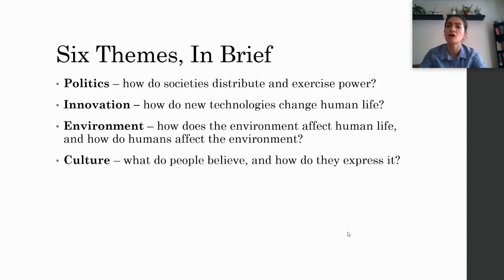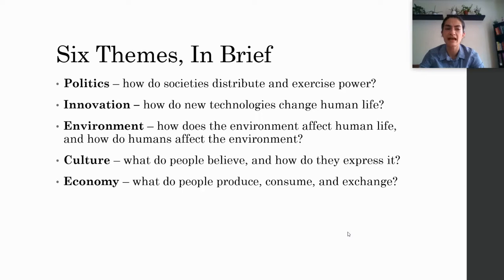Theme number 4 is culture. That's really difficult to define, but the best way I can do it is that the theme of culture asks what people believe and how they express those beliefs. Most obviously, that comes up in the form of religion or belief systems, and that's a huge, huge topic in AP World History. But it also touches on art and architecture and literature and poetry and theater and music, all of which will pop up occasionally in this course.